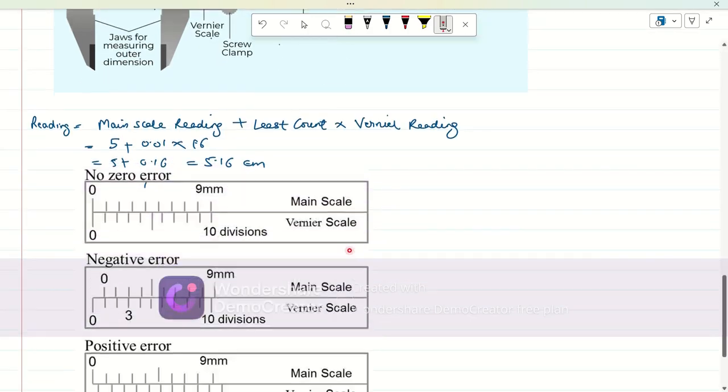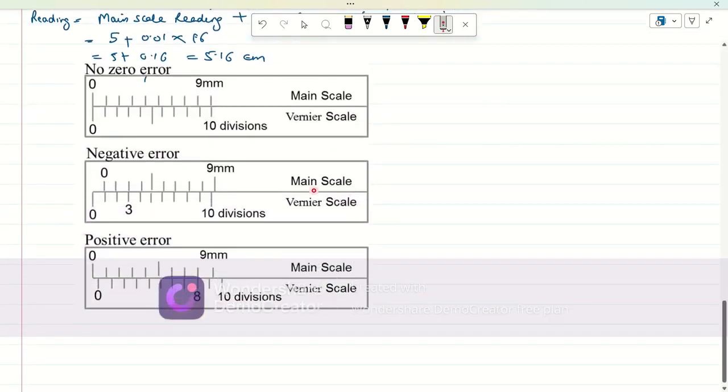Again in the vernier you have to ensure that there is no zero error. If there is no zero error, then these zeros will coincide. If this 0 is toward the left-hand side, this means there is zero error, that is negative error, so you will add the value. And if it is toward the right side, then there will be positive error, so you have to subtract that value.